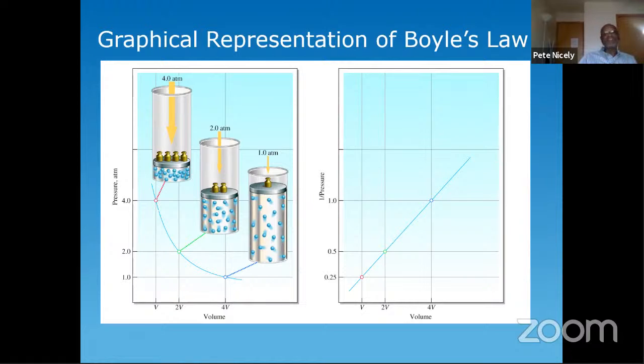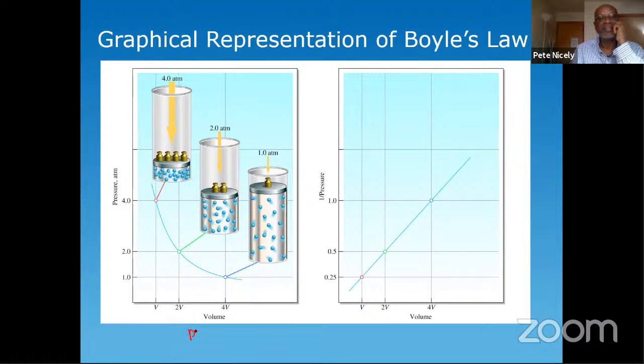As you double the volume, the pressure will be reduced by half. If you reduce the volume by half, the pressure will be doubled. That's basically the relationship between pressure and volume. Now, the graph over here is a different plot where you're plotting 1 over the pressure versus volume. Now, if you think about it, let me do it here.